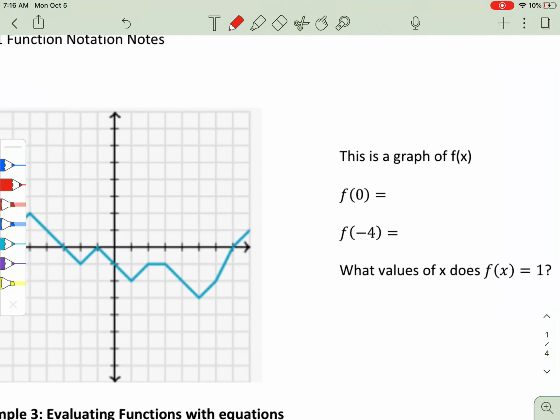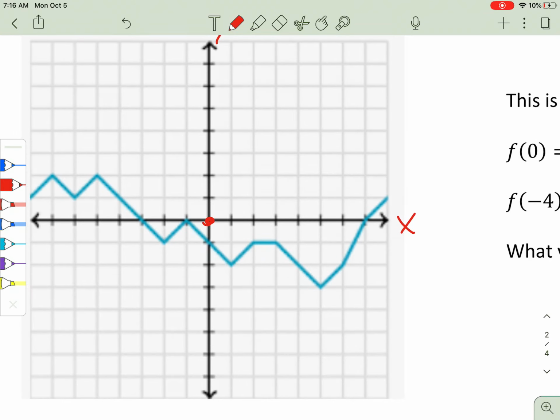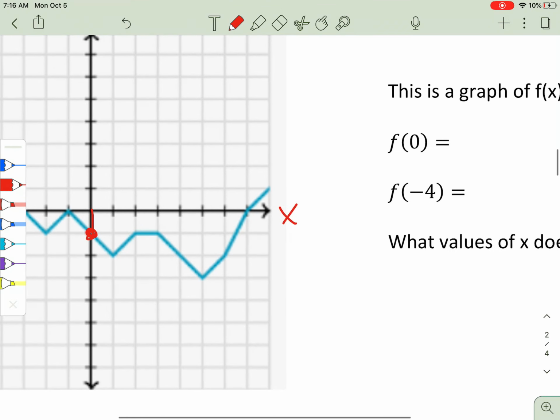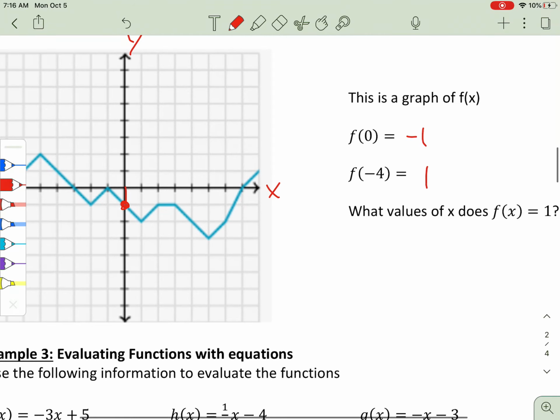Another graph, f of x. So what is the output if the input is 0? Well, here's the x, here's the y. Input of 0 is right here, so it's going to go down from there, and it's going to be right there. So the output would be negative 1. Okay, how about the input of negative 4? 1, 2, 3, 4. Go up is where the blue line is, and that is a positive 1.